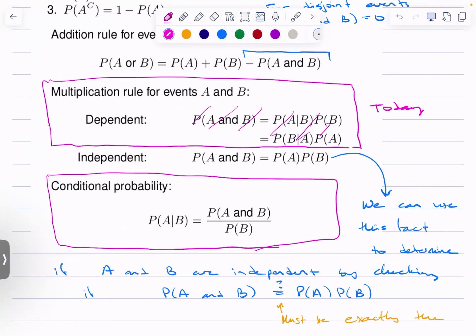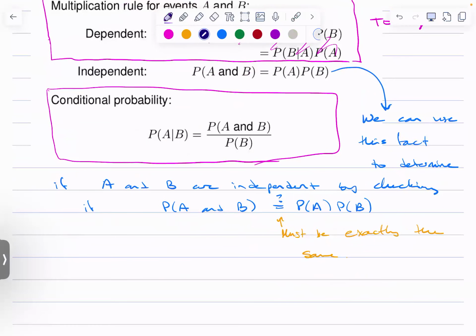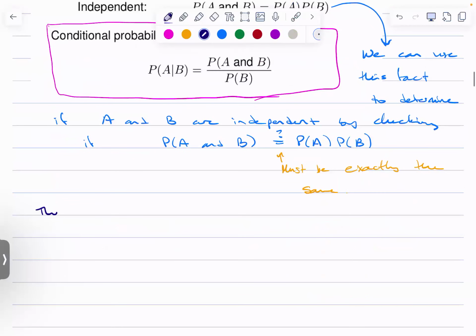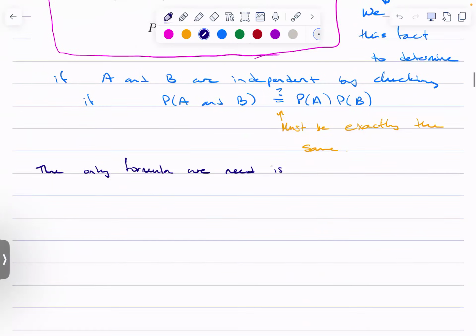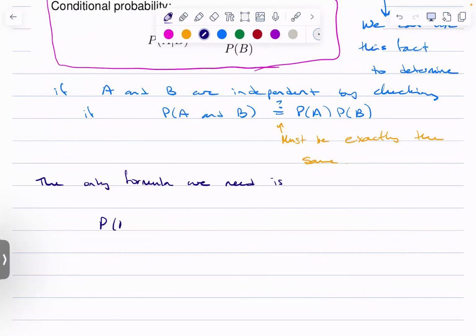Here, we don't even really need this. The only formula we need is the probability of A given B. We saw that last day. This vertical bar, you read it as given.